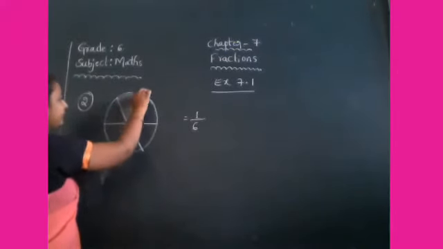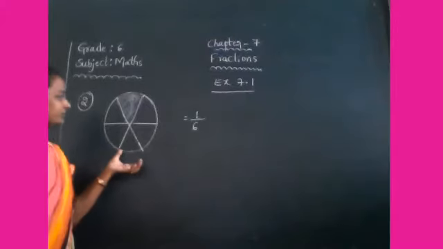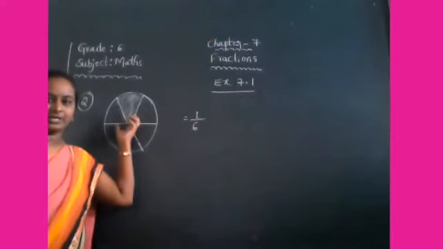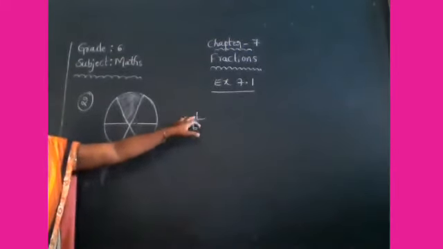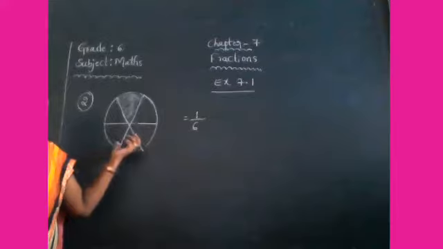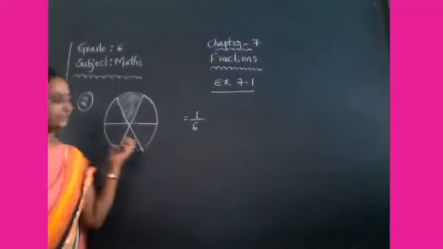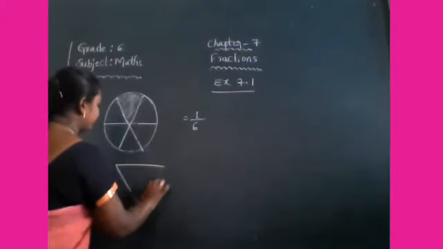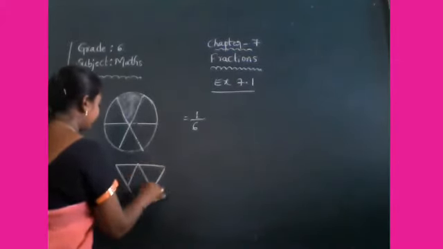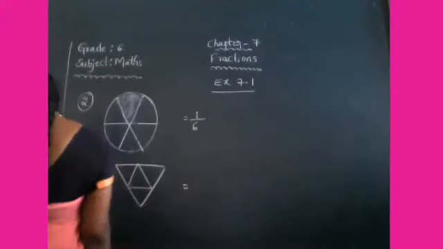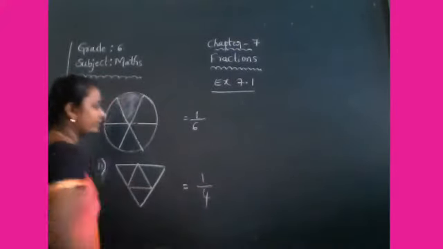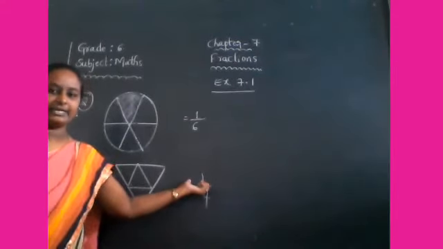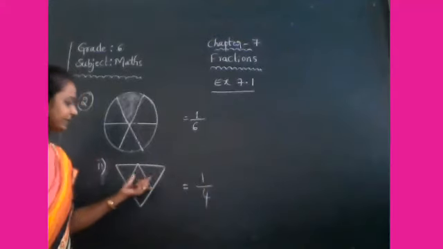You can use any color. Use pencils or crayons. Right, children? So this one represents a 1 by 6 fraction. Like that, the second figure. So what is the fraction here? 1 by 4. The numerator is one part, and it tells that one part is shaded.